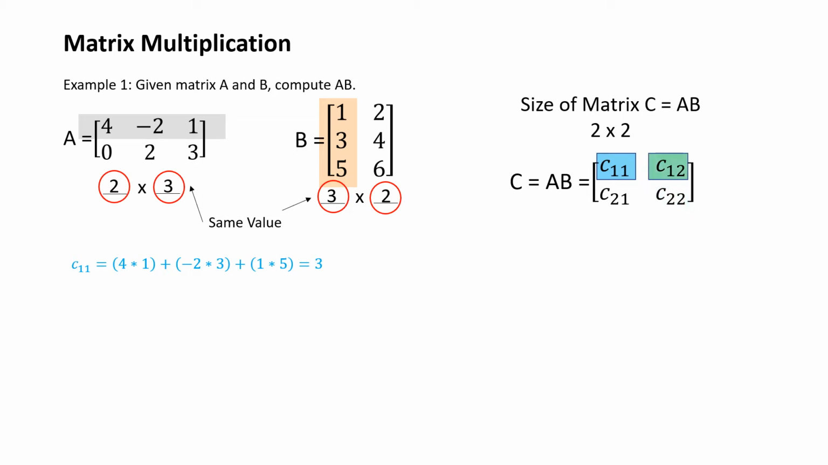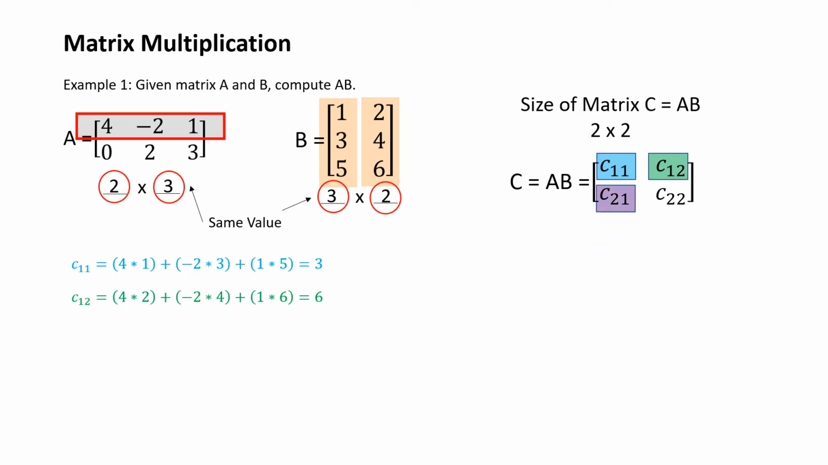Next, we will look at the second coefficient. To determine coefficient C12, we need to take the dot product of the first row in matrix A with the second column in matrix B to get a coefficient value of 6. And then we perform the same procedure.